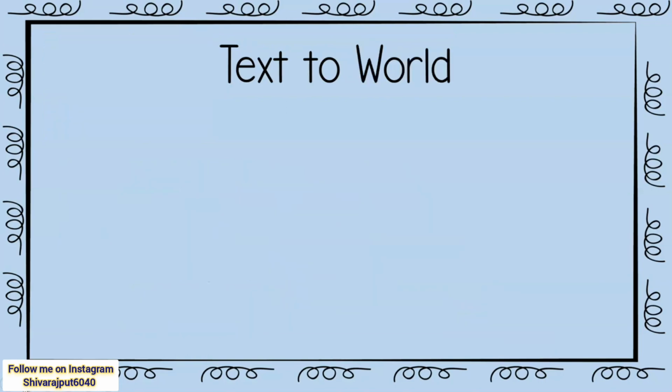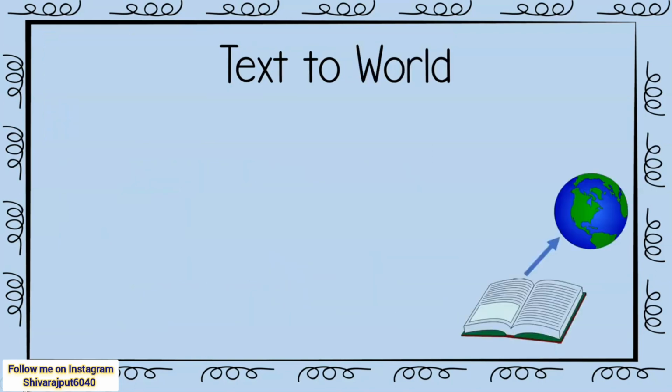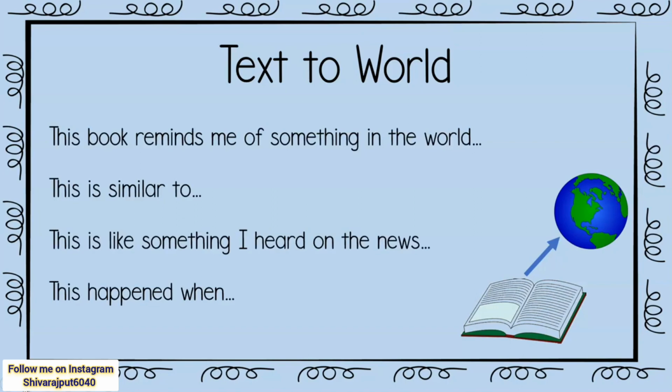The third type of connection is text-to-world. When we think about a text-to-world connection, we read a story, and that makes us think about something that has happened in the world or something we've thought about. Some things we might say include, this book reminds me of something in the world. This is similar to, this is like something I heard on the news. This happened when. All of these are text-to-world connections.